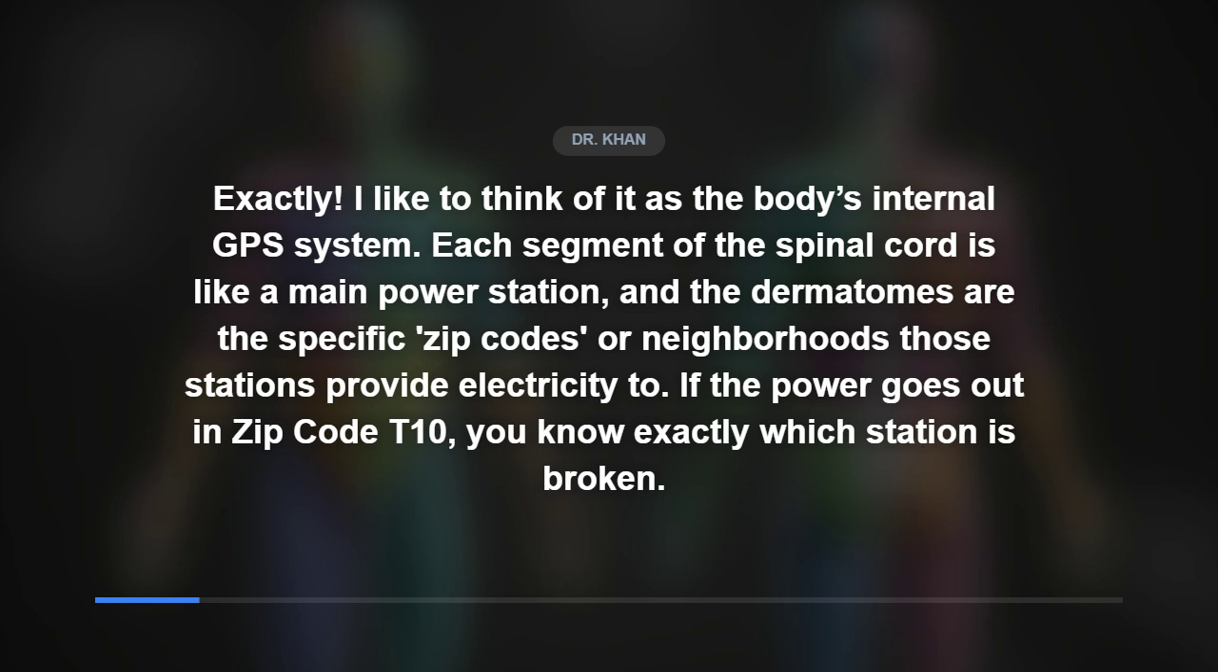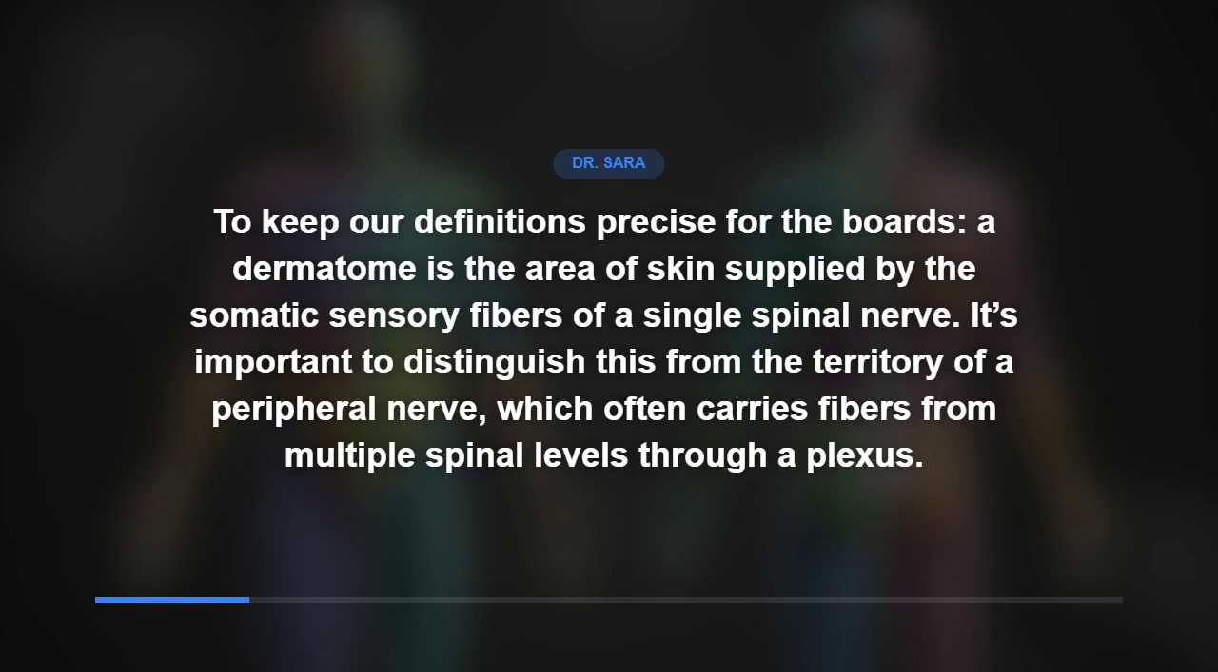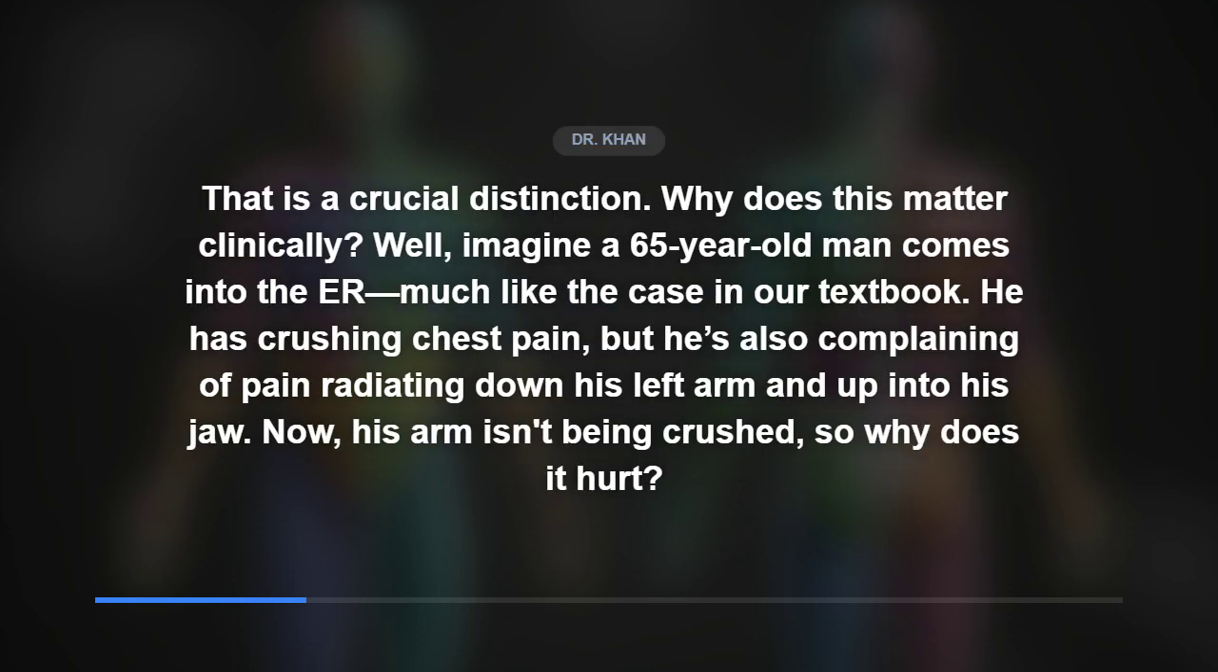Exactly. I like to think of it as the body's internal GPS system. Each segment of the spinal cord is like a main power station, and the dermatomes are the specific zip codes or neighborhoods those stations provide electricity to. If the power goes out in zip code T10, you know exactly which station is broken. To keep our definitions precise for the boards, a dermatome is the area of skin supplied by the somatic sensory fibers of a single spinal nerve. It's important to distinguish this from the territory of a peripheral nerve, which often carries fibers from multiple spinal levels through a plexus. That is a crucial distinction.